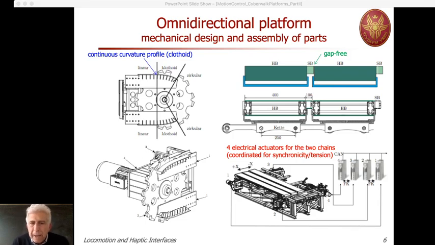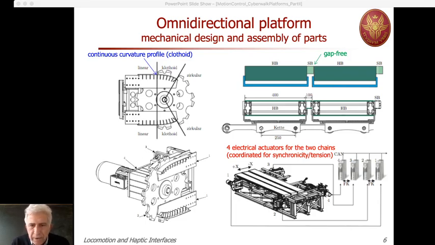So, and then below you see a disassembled part in which you can recognize only three treadmills on top. You see two directions, plus X and minus X. So it was decided to move the whole chain which will support the 25 treadmills, in fact, with 4 electrical motors: 2 on one side and 2 on the other side.